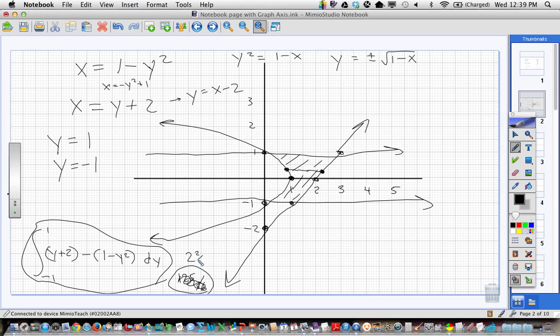Yeah, that's what it was, 2 and 2/3, that's right. 8/3, 2 and 2/3, okay? That's what it should come out to be if you type that in. Okay, now let's talk about problem 3.